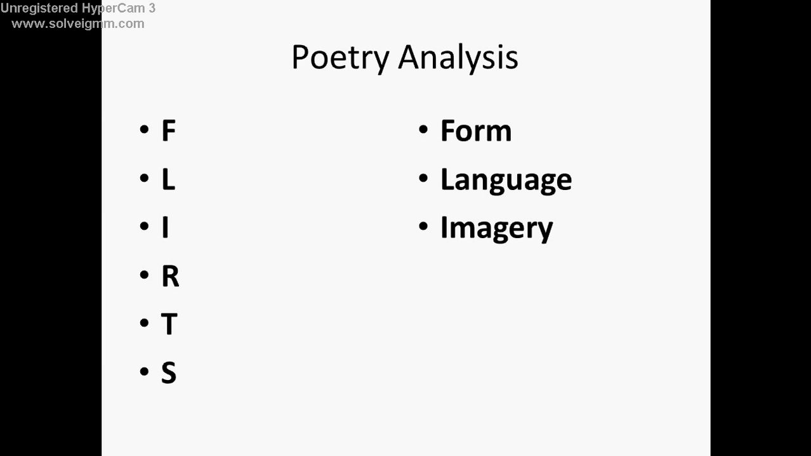I stands for imagery. What kind of images are being created? Now, images aren't just images that we can imagine seeing, but they're ones that we can imagine hearing or smelling or touching or tasting. So anyway, any kind of sensory images that are brought about through the language, through the structure of the poem. The R is rhythm and rhyme.